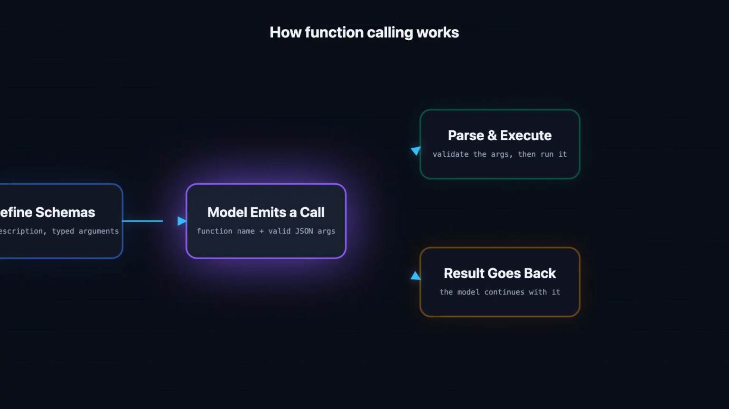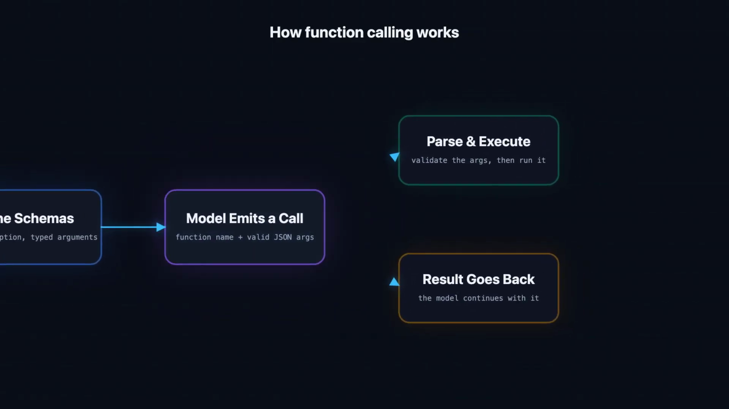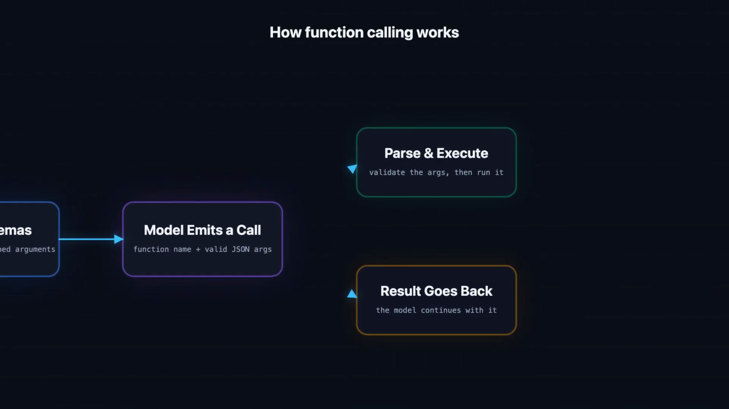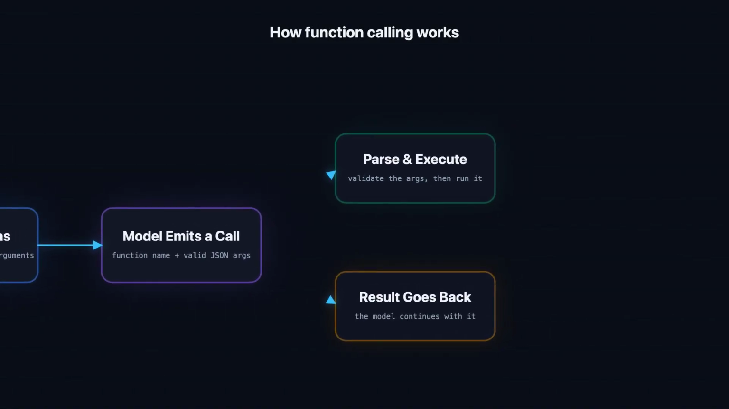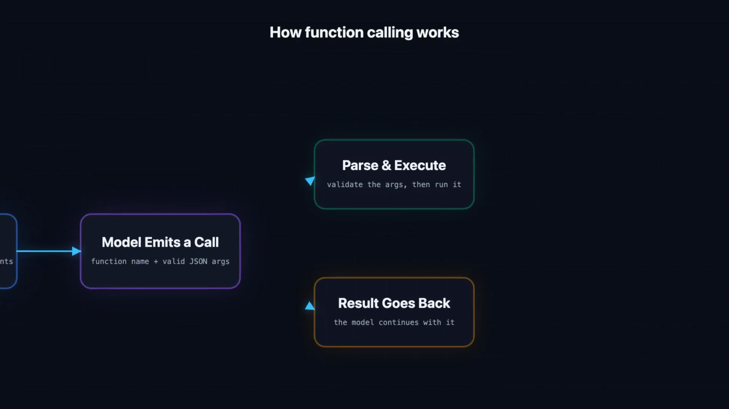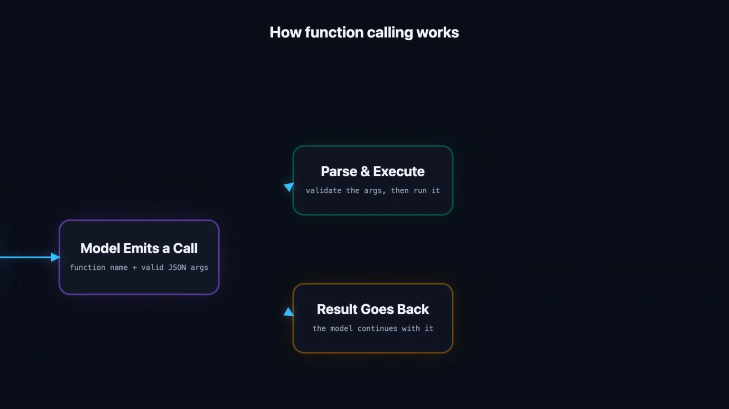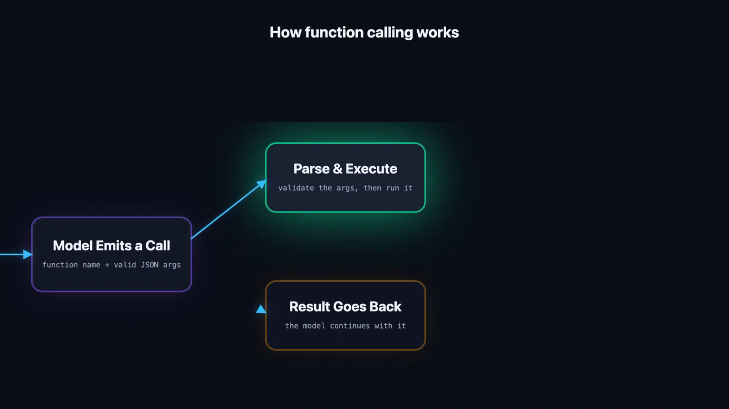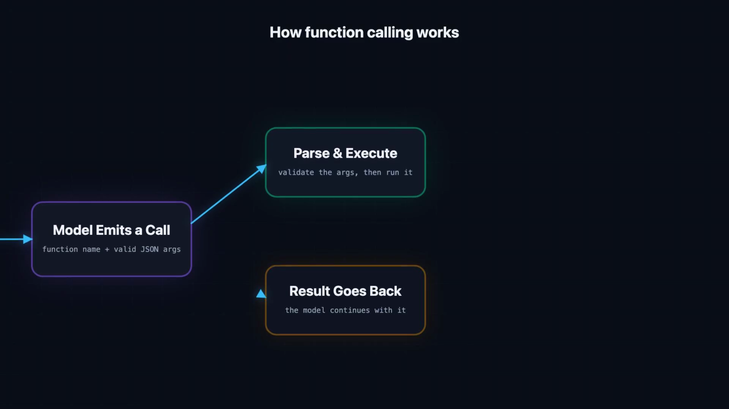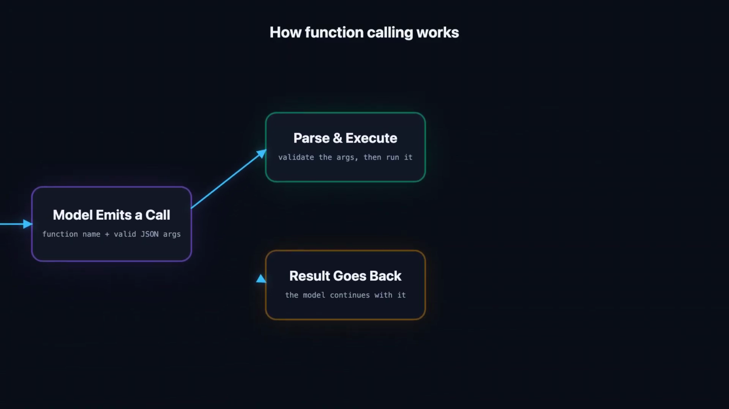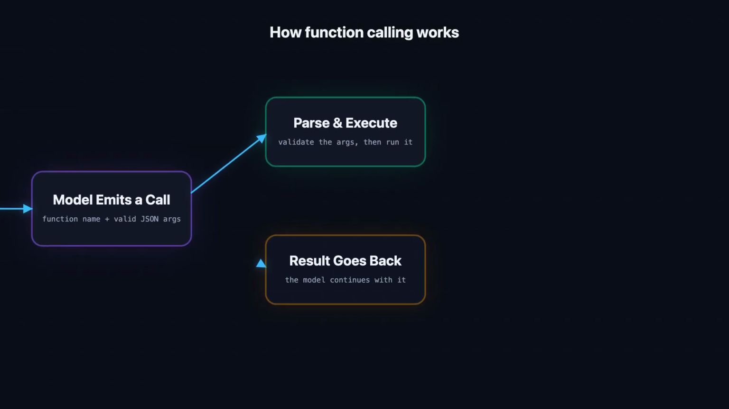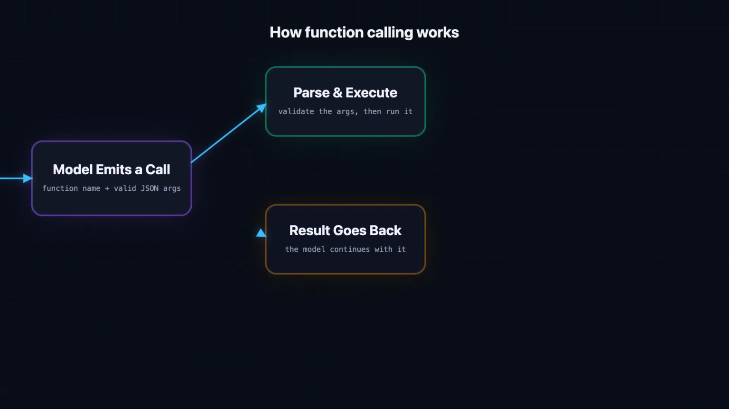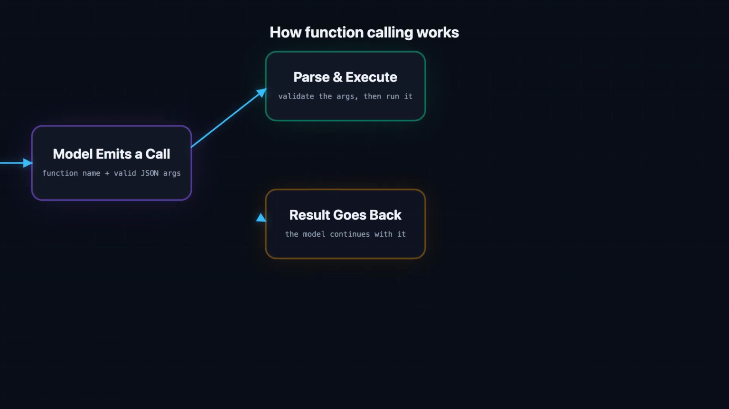It emits a structured call, the function's name plus the arguments filled in as valid JSON that matches your schema. Clean, typed, and machine-readable by design, not freeform prose. Because it's trained or constrained to fit the schema, the shape is predictable rather than something you have to hope for. Now your code takes over. It parses that object with confidence, validates the arguments against the schema, and runs the actual function, the real API call, the real database query. Nothing executes until your application decides to run it, which is the key safety boundary.